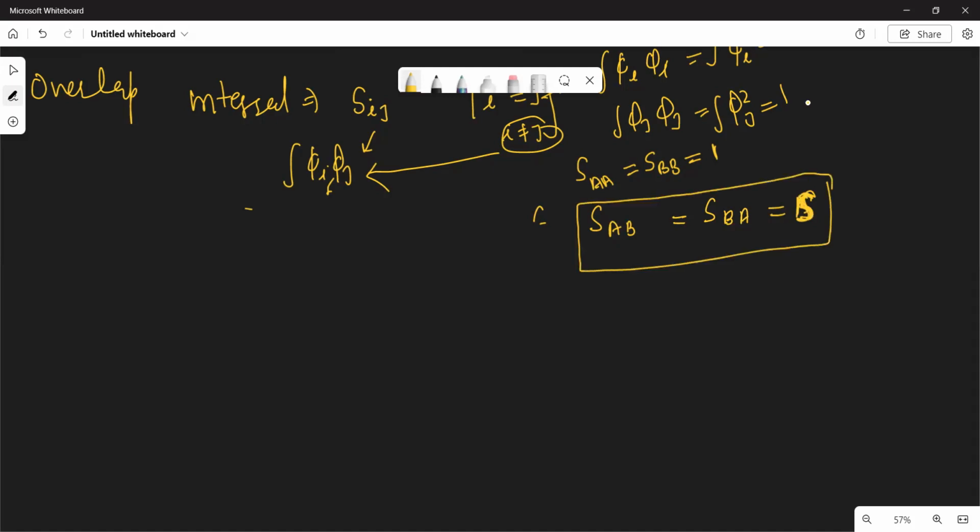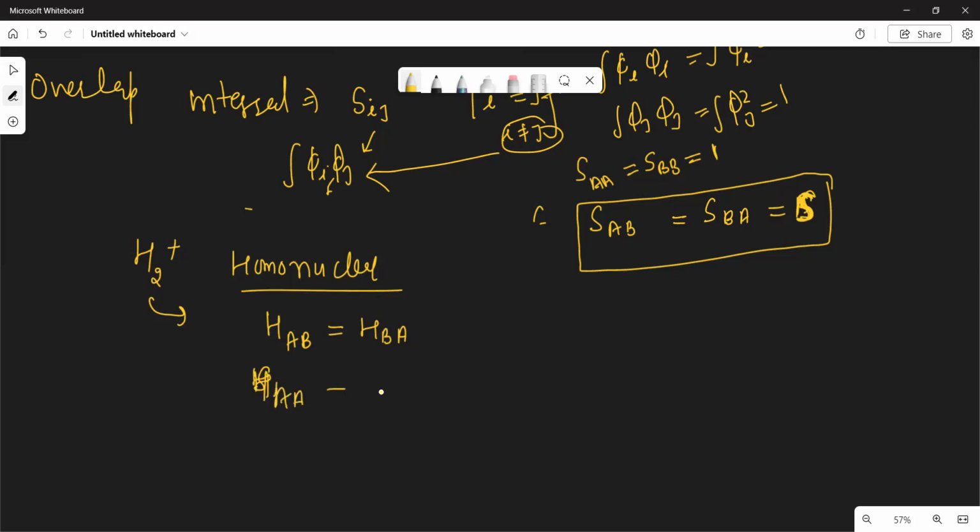Now one more thing that I want to discuss here: we are explaining the LCAO method for the hydrogen molecular ion. In the hydrogen molecular ion, both nuclei are the same, either A or B. So for homonuclear molecules, in which both atoms are the same, H_AB equals H_BA, and H_AA equals H_BB because both nuclei are the same. And S_AB equals S_BA, which is equal to S. We will use these results in the determinant to solve it.